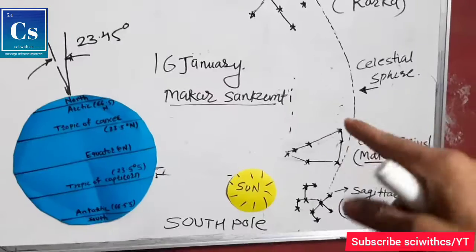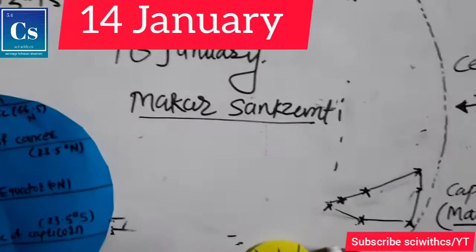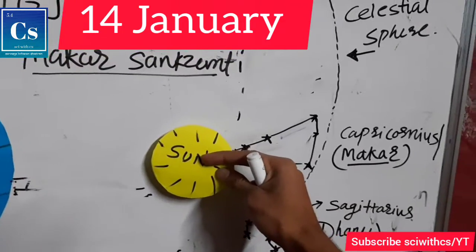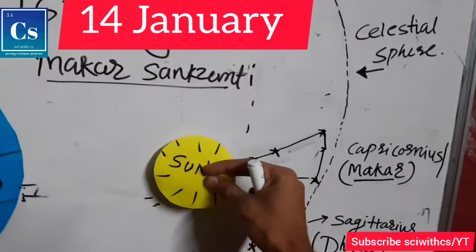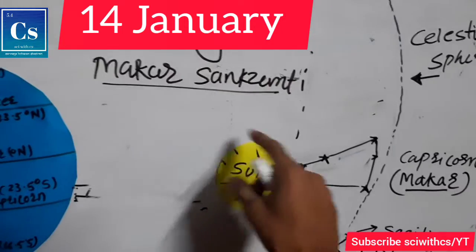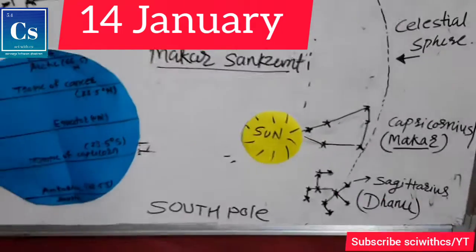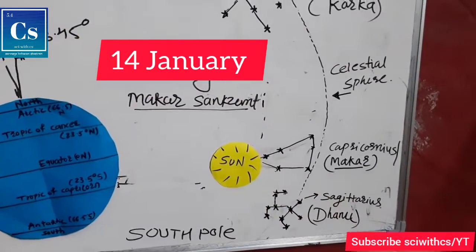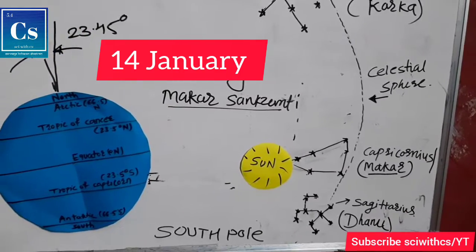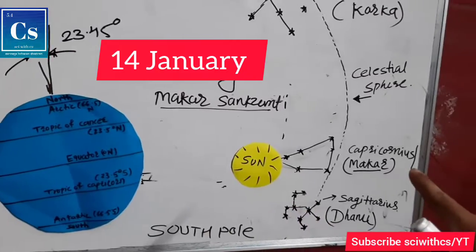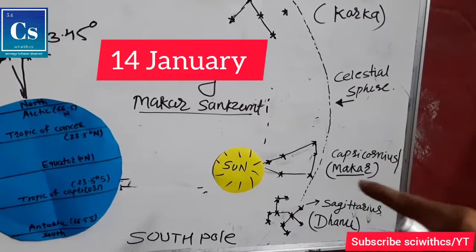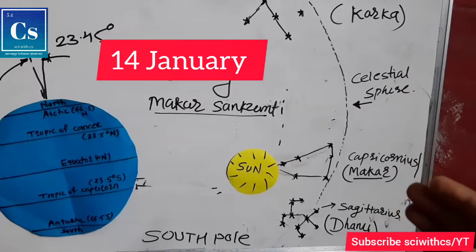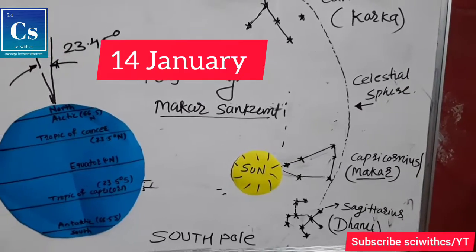So after that, on Makar Sankranti day, what happens? On the 14th of January, the sun moves from the Sagittarius constellation towards the Makar constellation or the Capricornus constellation. That means it's Makar Sankranti. That's why it is called Makar Sankranti: Makar means the Makar constellation, and Sankranti means the movement of the sun into the Makar constellation. People living on the earth will see the sun in the sky in the Capricornus constellation on Makar Sankranti. That's why it is called Makar Sankranti.